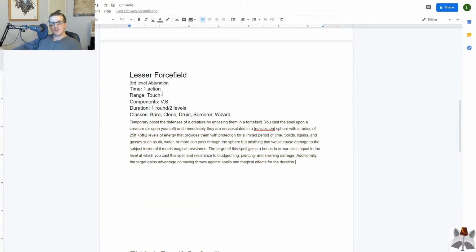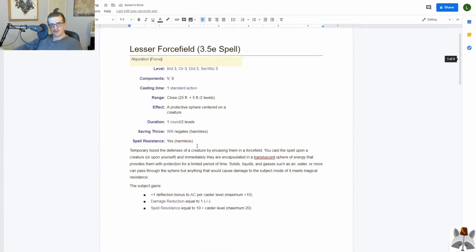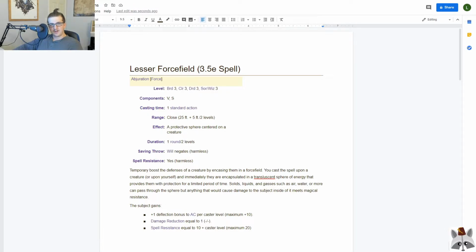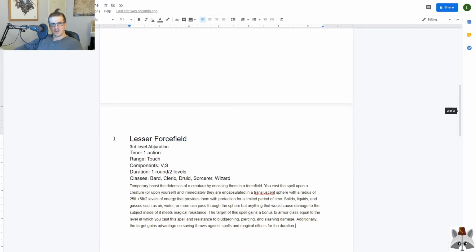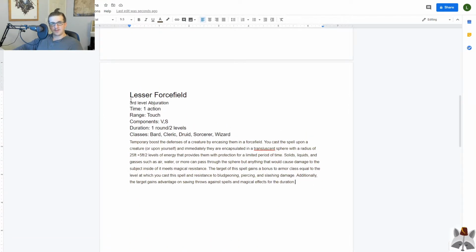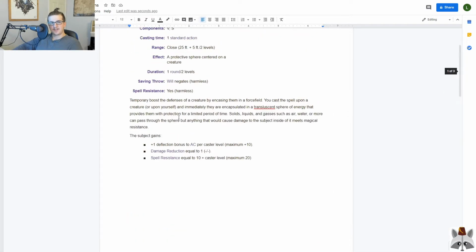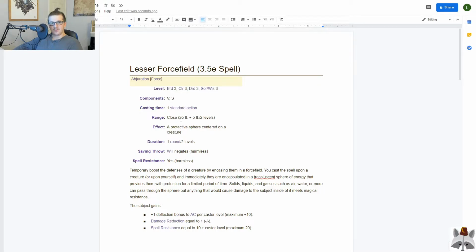Alright, so we just rewrote the Lesser Force Field spell. As a reminder, this is the 3.5 version. It's very messy in comparison, but here's what we rewrote Lesser Force Field as. So we maintain the 3rd level spell and the school, of course, it's Abjuration. The time to cast is 1 action. Your range is now touch instead of close, 25 feet plus 5 feet per 2 levels.